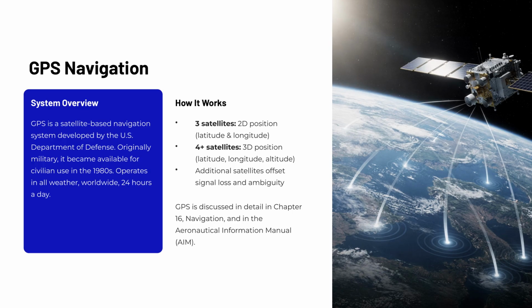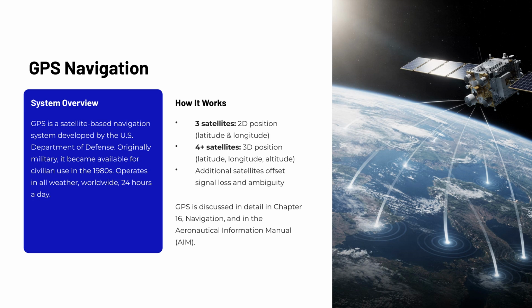Understanding how GPS determines your position is important. With signals from at least 3 satellites, the system can calculate a 2-dimensional position, your latitude and longitude. Add a 4th satellite, and the system can determine a 3-dimensional position, adding altitude to the picture. Having additional satellites beyond that minimum improves accuracy by helping offset signal loss or ambiguity in the data.